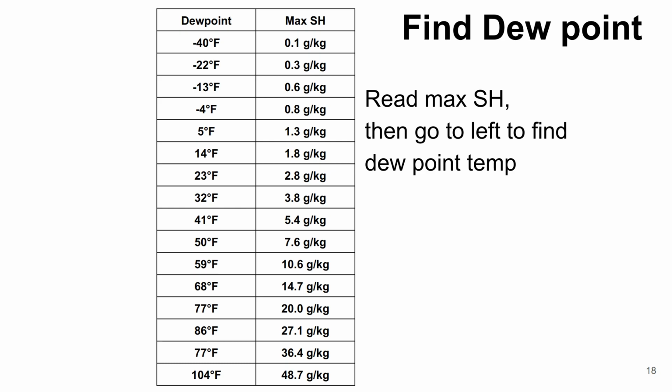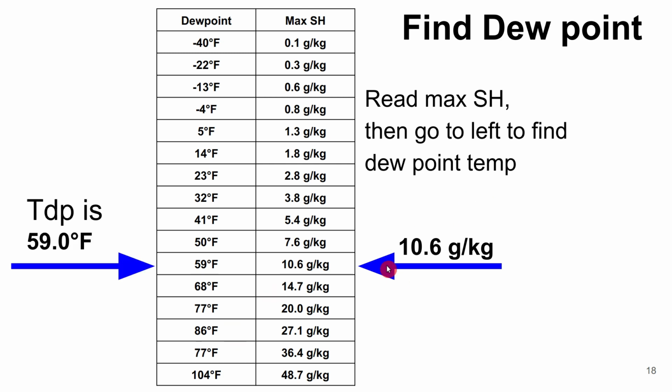Dew point temperature. To find dew point temperature, if you know the temperature, you know what the maximum specific humidity is. If you know what the maximum specific humidity is, you know what the dew point temperature is. So if you know one, you know the other. And we're just going to use this chart. This is an example. You'll have a different chart. So, for example, if I told you that this parcel of air has 10.6 grams of water vapor per kilogram of air and asked you what the dew point temperature is, you'd look it up on the chart, find 10.6. There it is. Slide over to the left. And the dew point temperature is 59.0 degrees Fahrenheit.